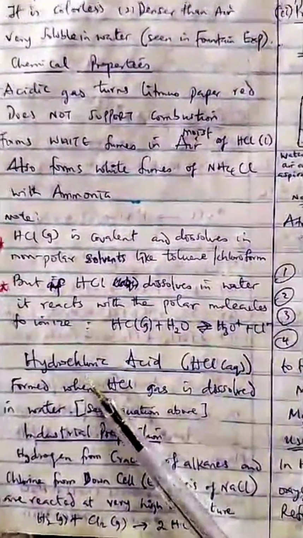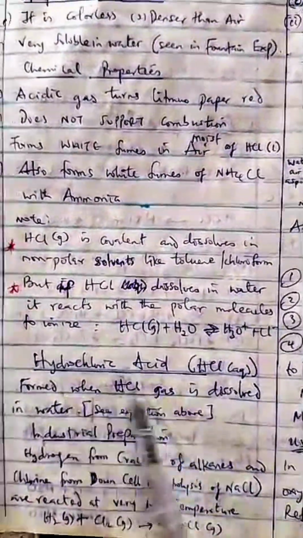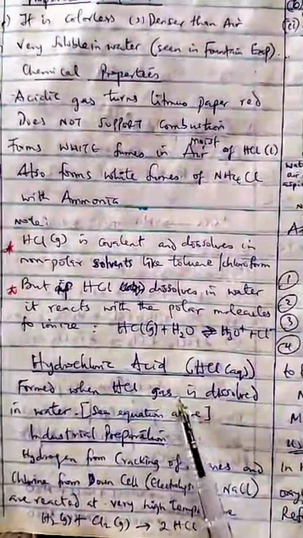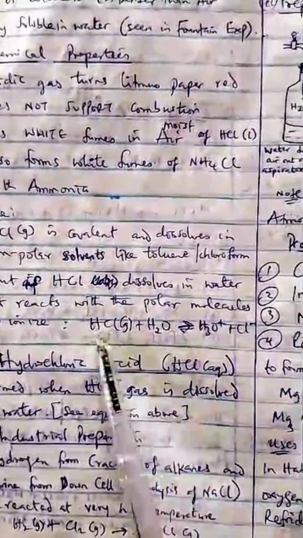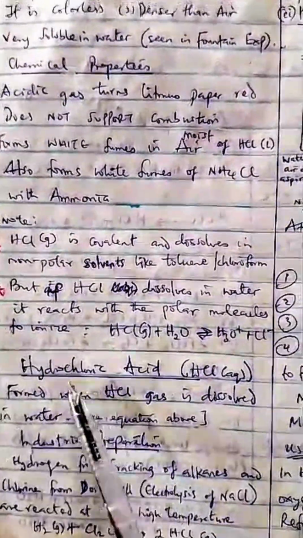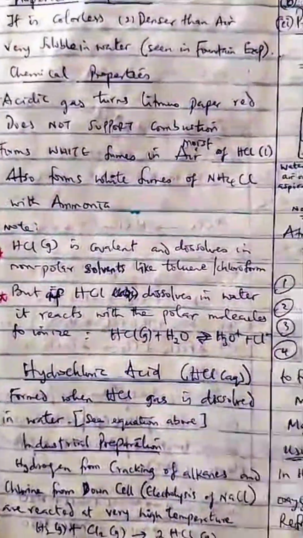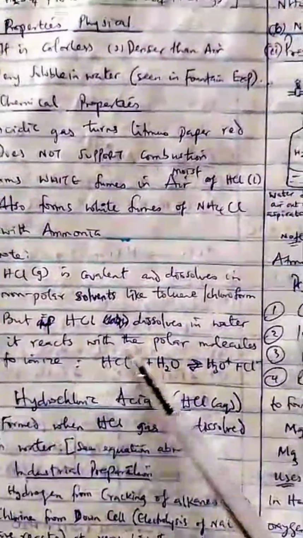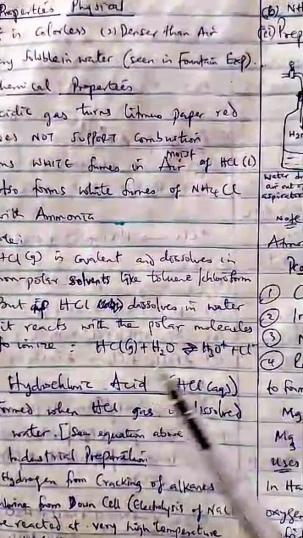Okay. So it's important to note that hydrochloric acid is formed when the hydrogen chloride gas is dissolved in water. That's basically how hydrochloric acid is formed. When you dissolve the gas form in water, you get the liquid form. So hydrogen chloride gas dissolves in water to form hydrochloric acid.